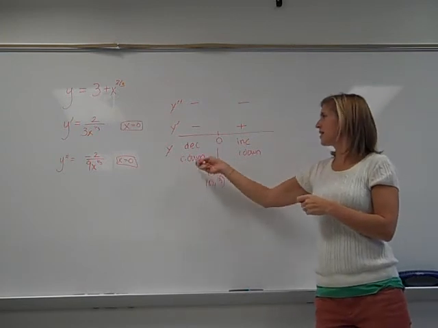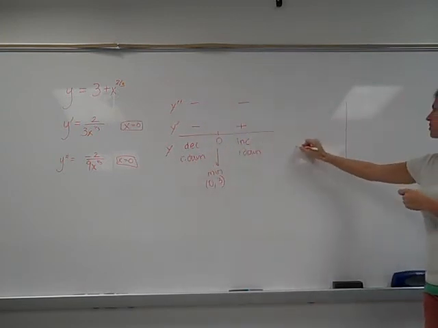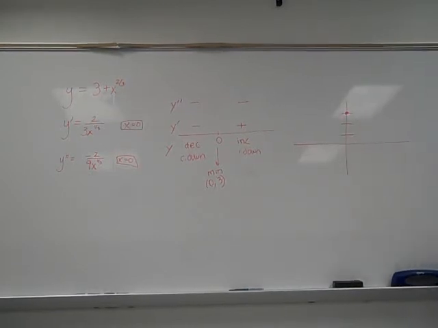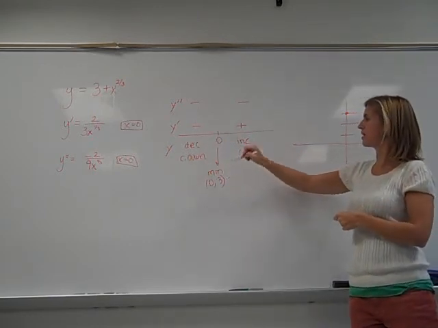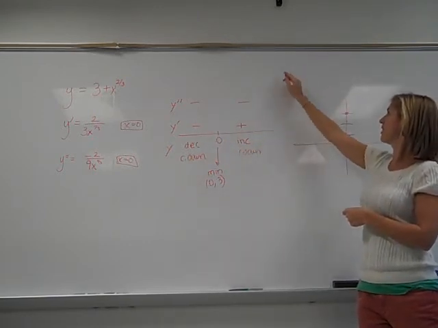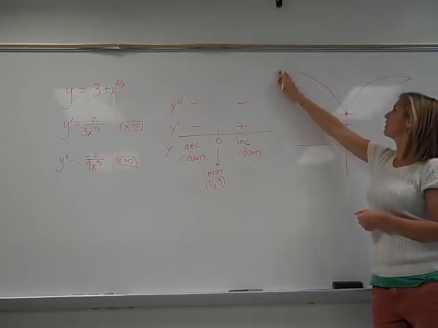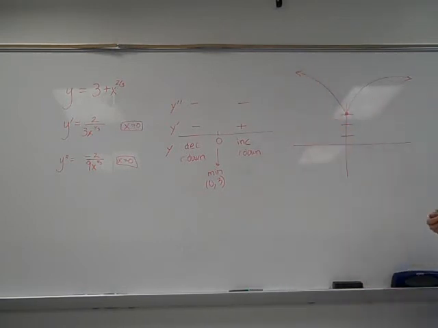So then I test the concavity, and it's negative always, so it's concave down always. So I'll graph (0, 3). To the left of (0, 3), it's supposed to be decreasing and concave down, so it looks like a frown and decreasing. Then to the right of it, I'm supposed to be increasing, but still concave down. So it looks like that. That's the graph of the original function.